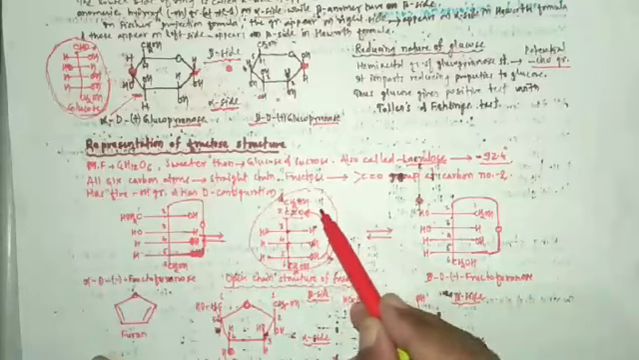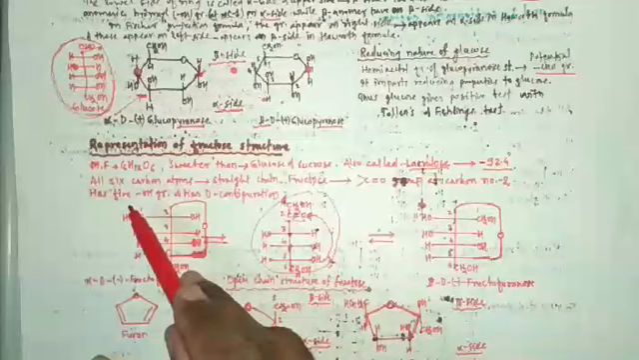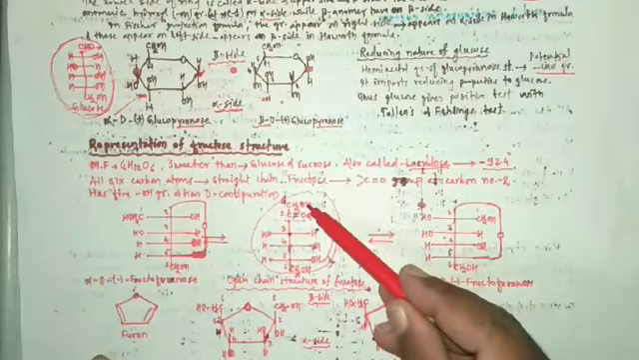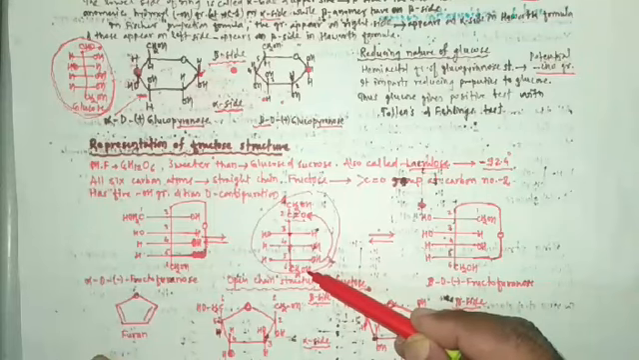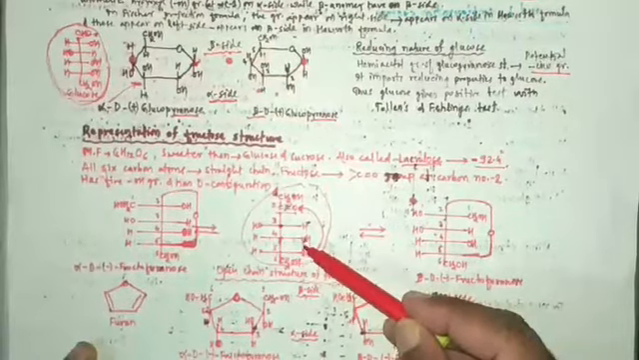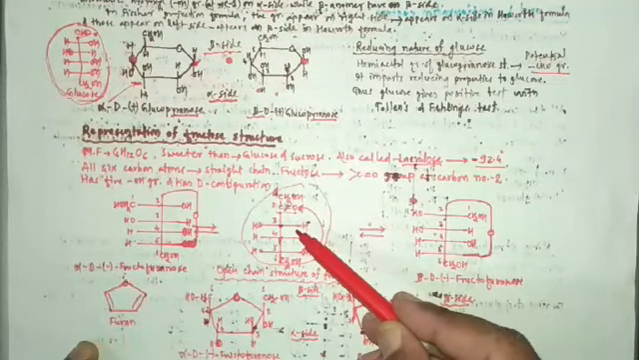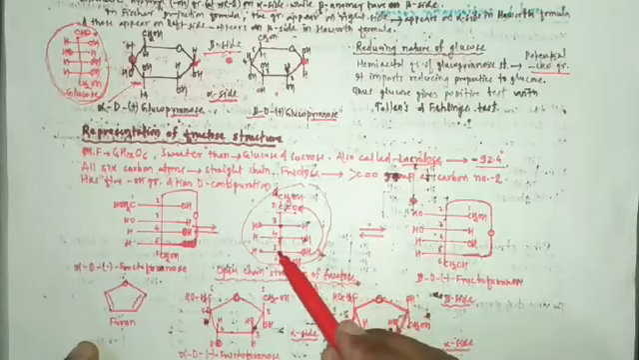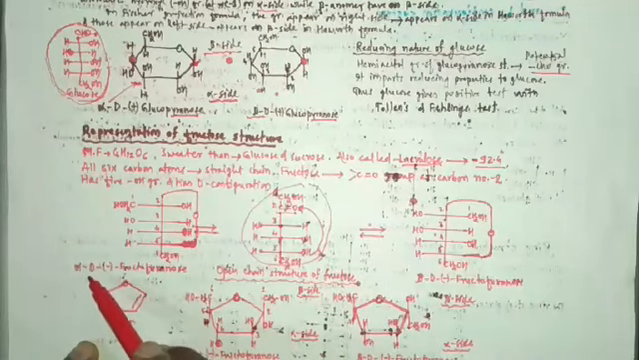So this fructose has a ketonic group at the second carbon atom and it has 5 hydroxyl groups. See here 1, 2, 3, 4 and 5. So fructose contains 5 hydroxyl groups and it has a D configuration. Its configuration is D because the lowest chiral center has the OH group on the right side. That's why it has the D form.